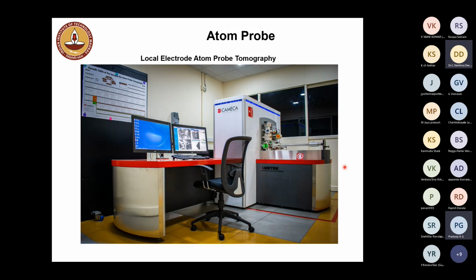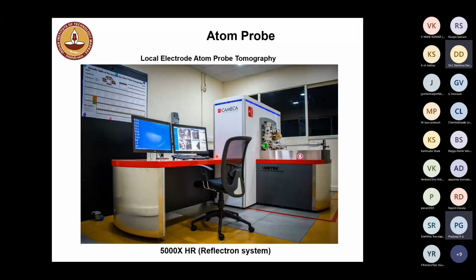And if you send the proposal for your research activity and the proposal is accepted, you can send the sample. We will prepare the sample, insert it into this microscope, and you will be given remote access to operate the microscope sitting at your home or in any of your institutes. So this is quite a unique facility which you can make use of.